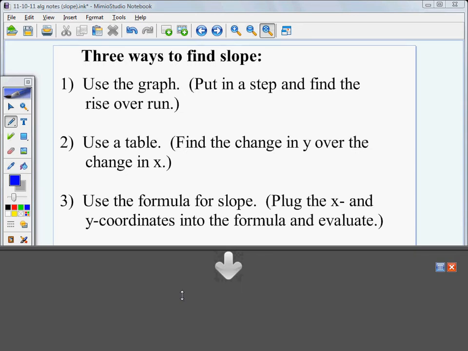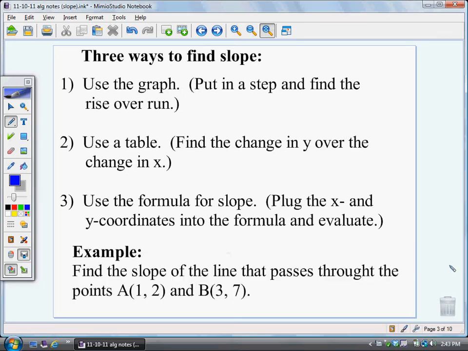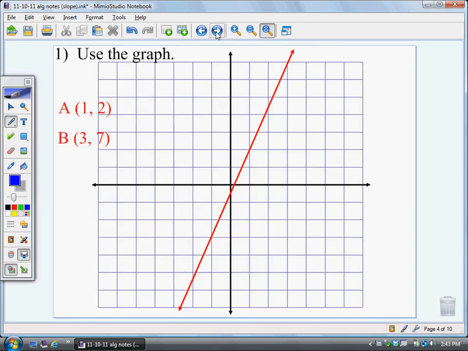We're going to do each one of those three methods for this example. So we're going to find the slope of the line that passes through the points (1, 2) and (3, 7). And I'm labeling them A and B. So the first thing we're going to do is use a graph. When we have our graph, we're going to put our points in. (1, 2) would go right here, and that's point A. And (3, 7).